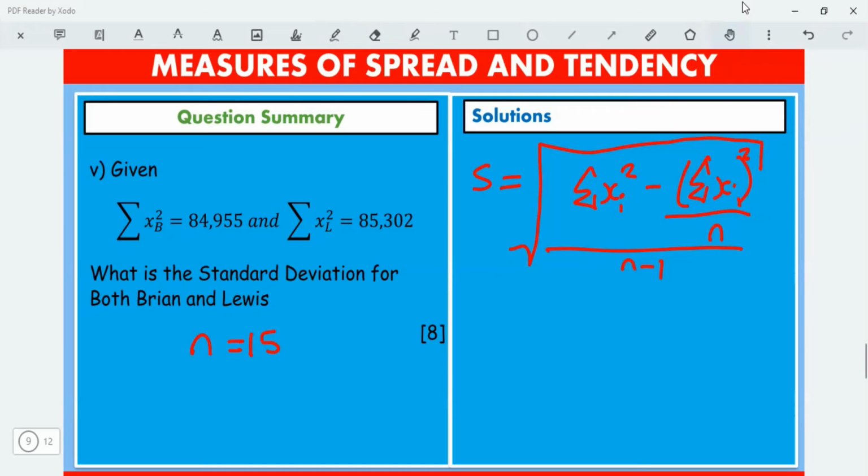So let's start with finding the standard deviation for Brian. The standard deviation for Brian is equal to the square root of the sum of xi squared, which is XB squared. This one is for Brian. It's 84,955 minus the sum of xi squared for Lewis. All right, so for Lewis, this is Lewis's score, 8.